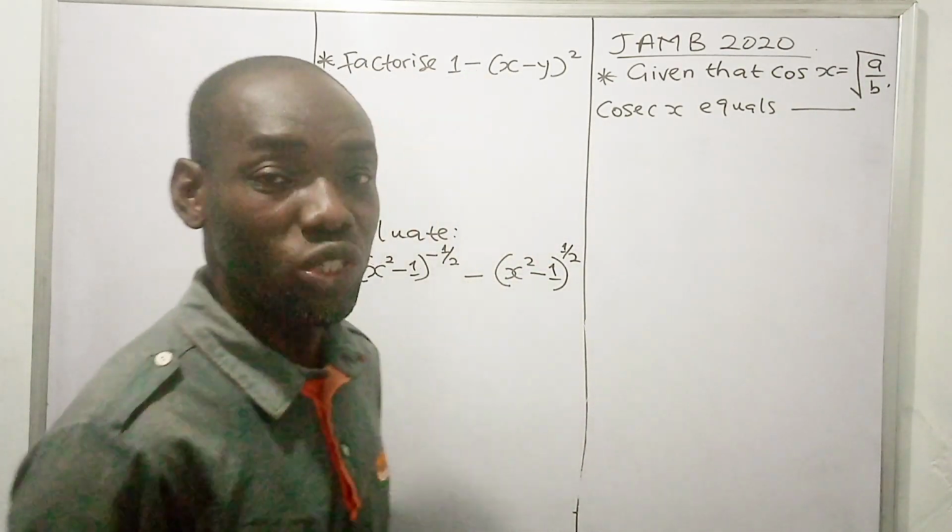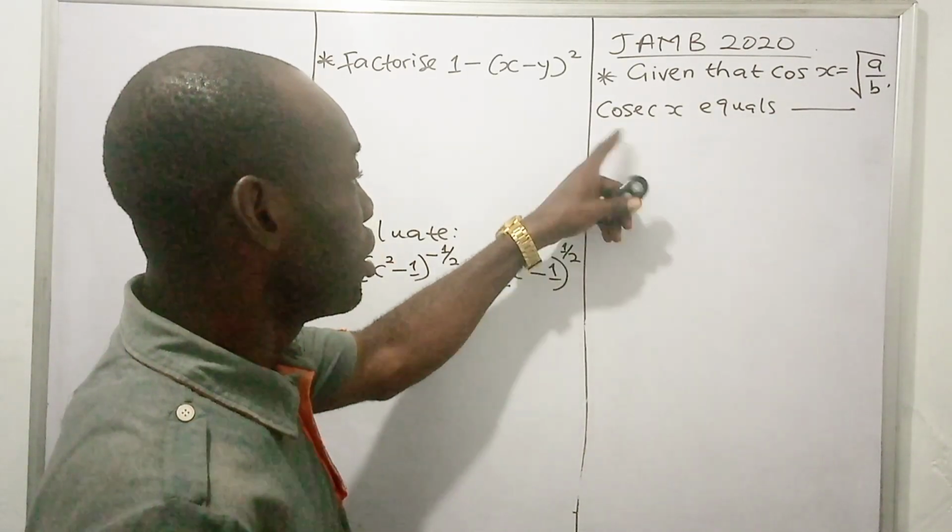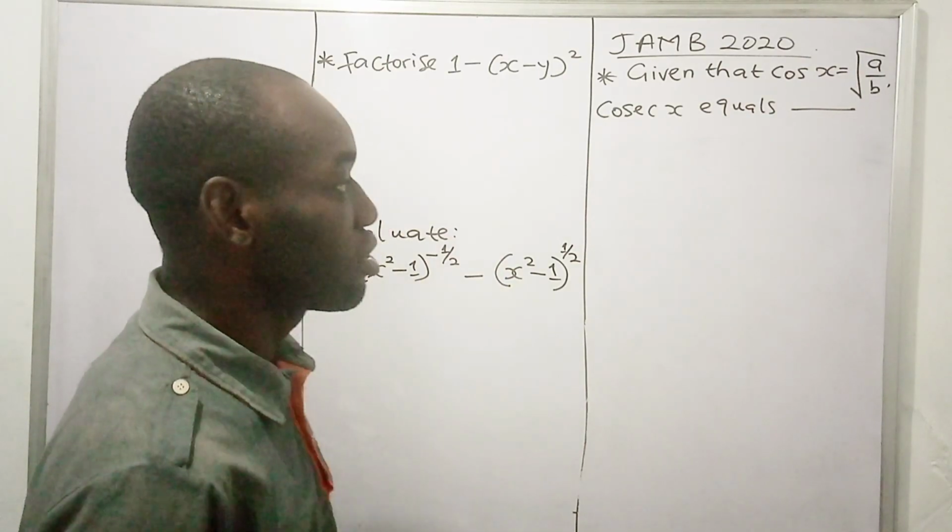Now today, we're going to be reviewing some key questions from JAMB 2020. The first one says, given that cos S equals root A over B, we're asked to find what cosec S will be.